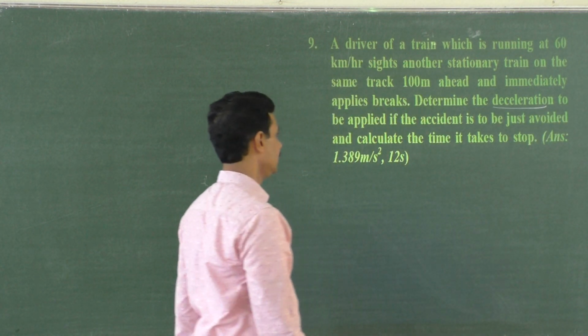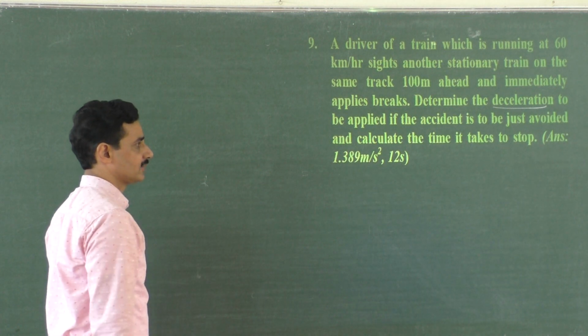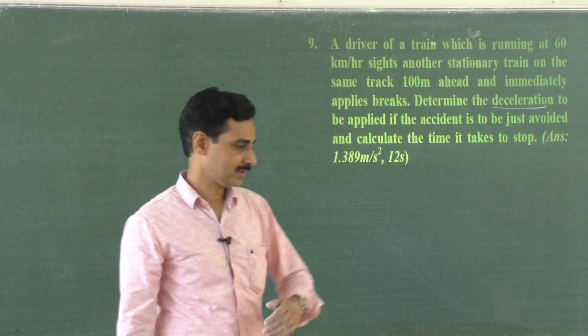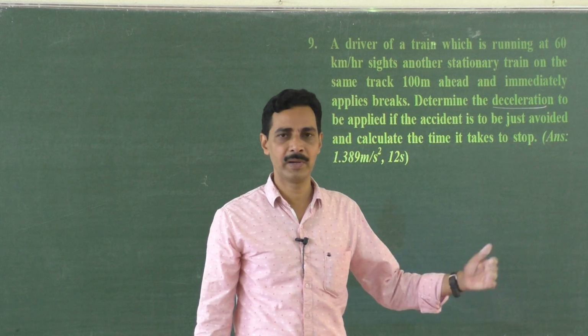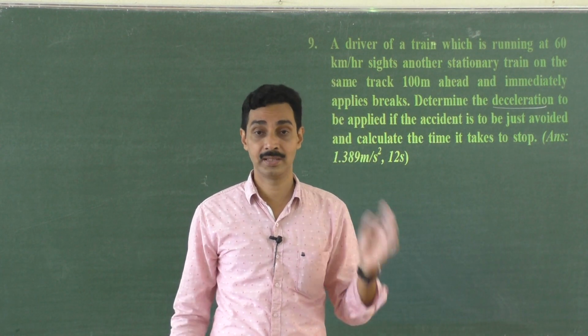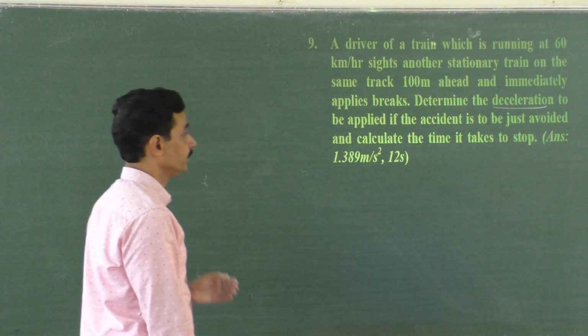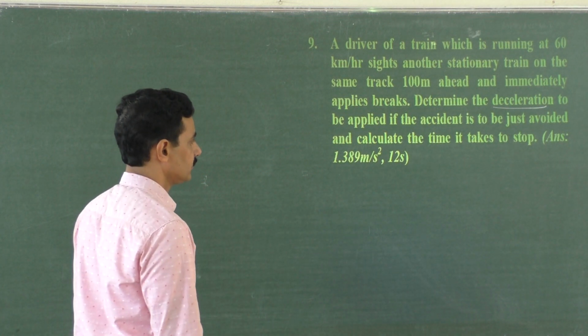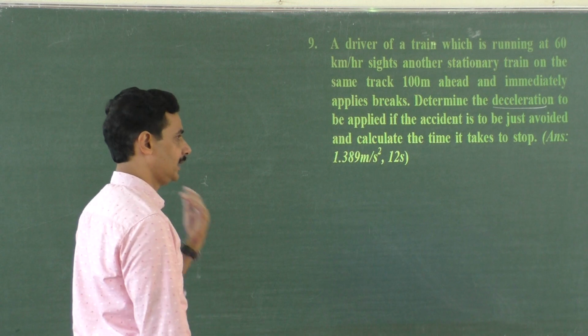Determine the deceleration to be applied if the accident has to be just avoided. That is, by how much velocity must be reduced every second so that by 100 meters he can stop, just before hitting the other train. And calculate the time it takes to stop.